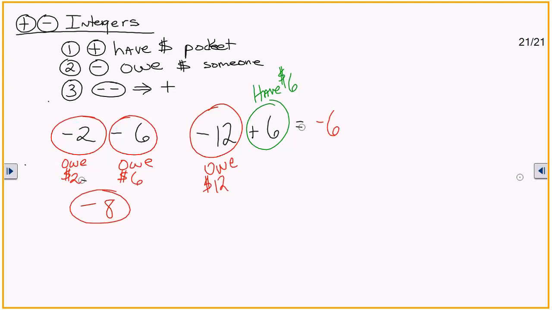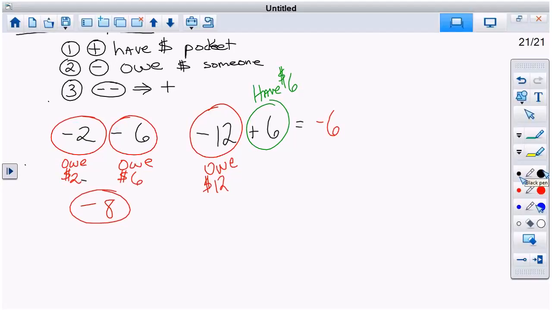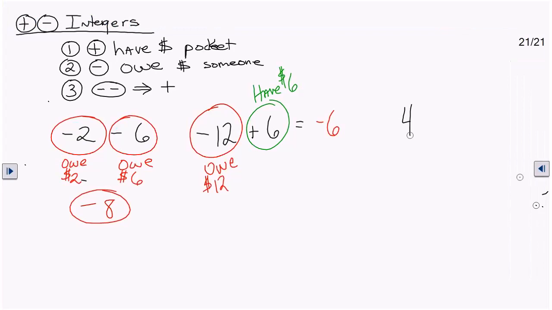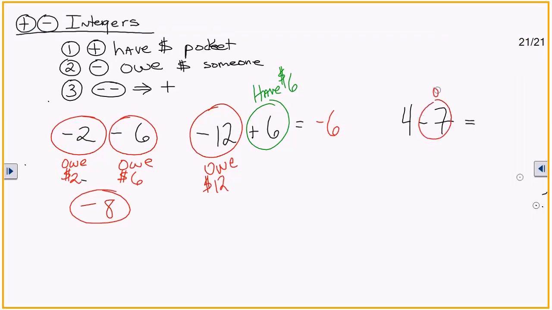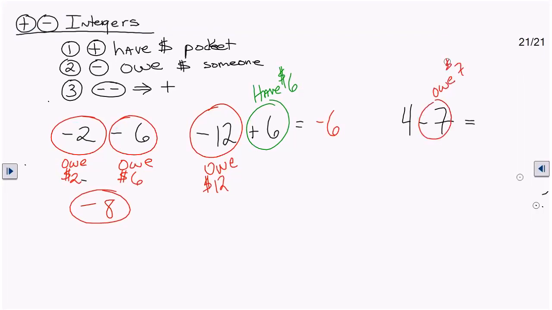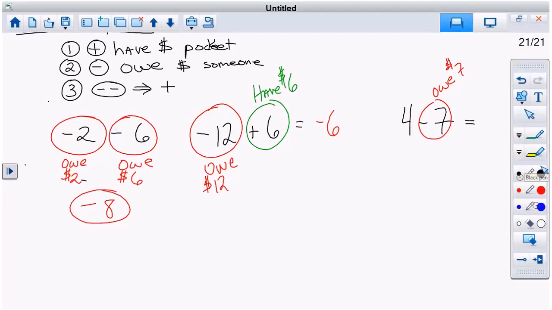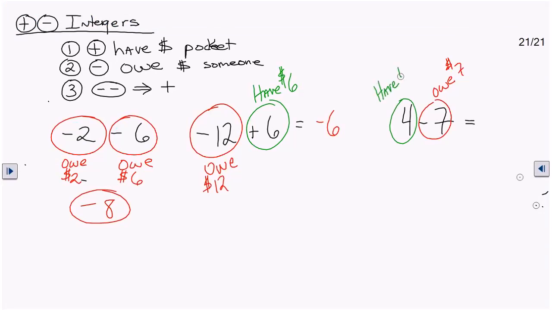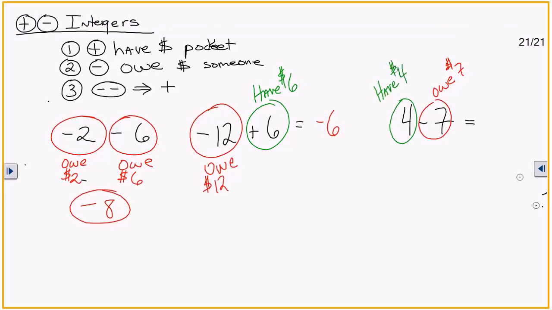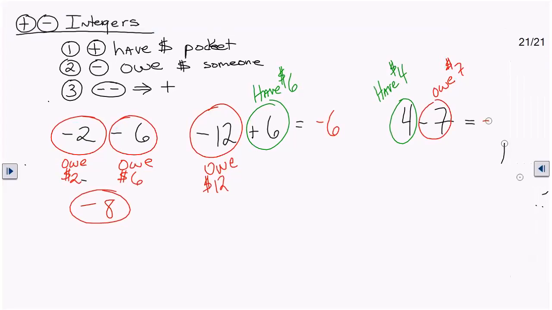All right, let's do another one. 4 minus 7. So you take your red pen. You owe $7. You have 4 in your pocket. So if you have $4 and you owe your sister $7 and she beats you up and takes the $4, how much do you still owe her? You still owe her $3.